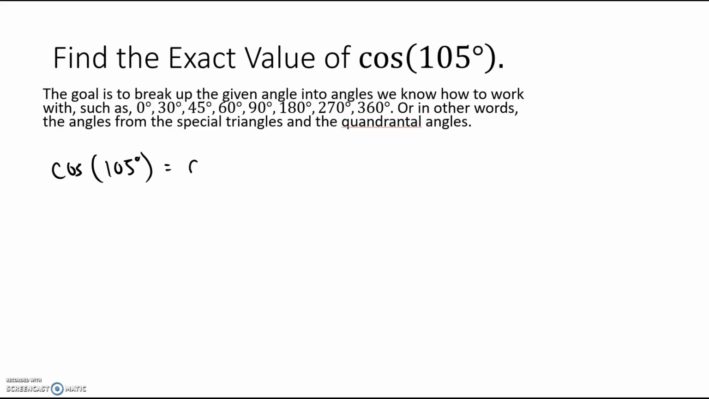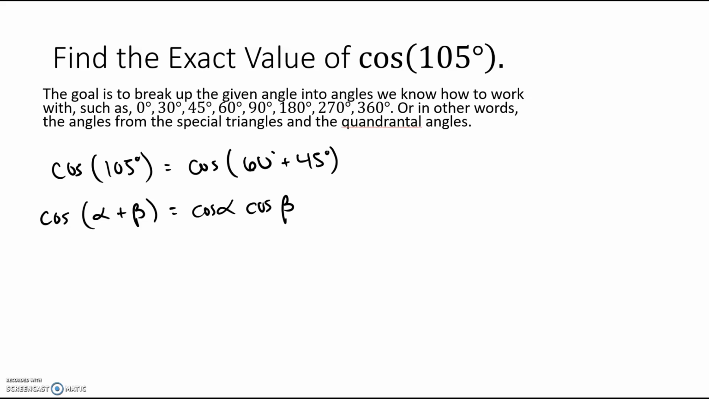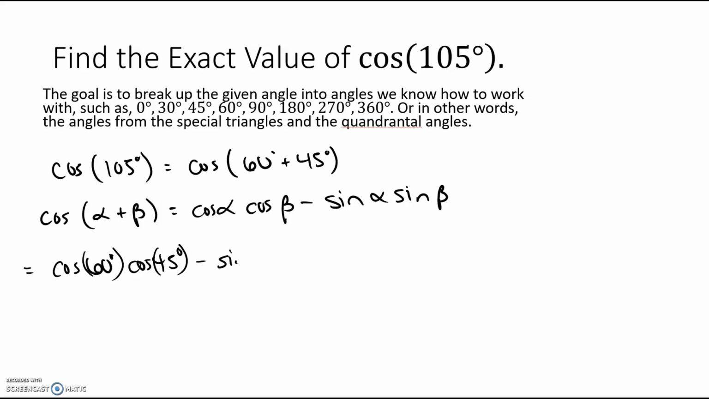Say I take cosine of 60 plus 45. That's the same thing as 105. So then what I need to use is this formula: cosine of alpha, cosine of beta, minus sine of alpha, sine of beta. So what this is going to equal is cosine of 60, cosine of 45, minus sine of 60, sine of 45.